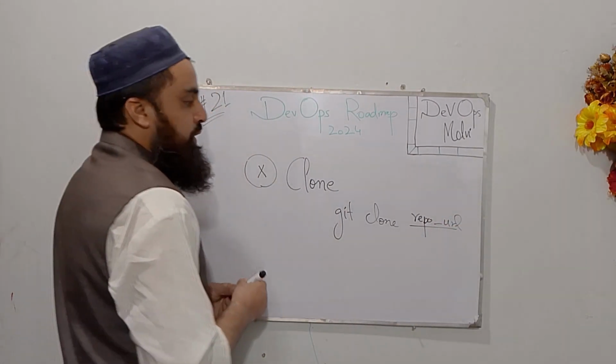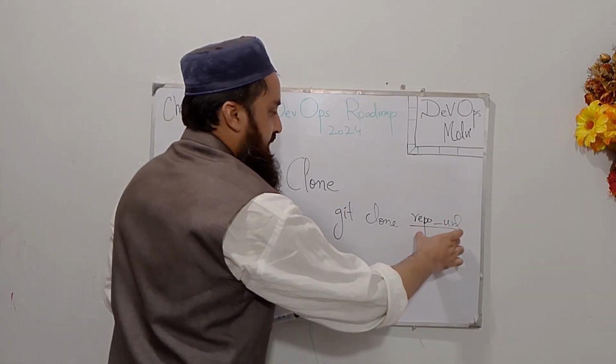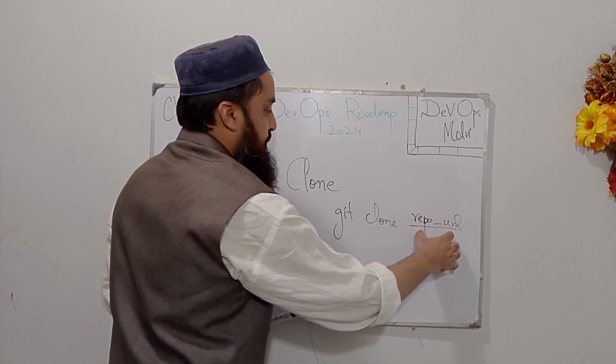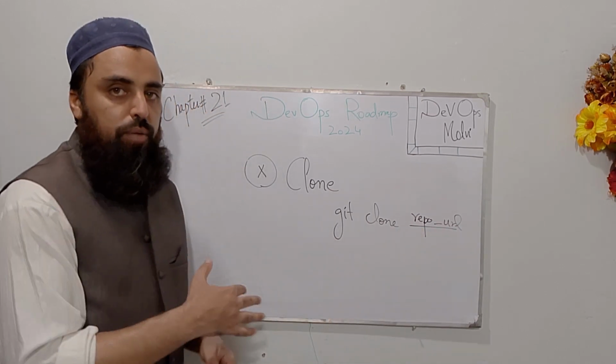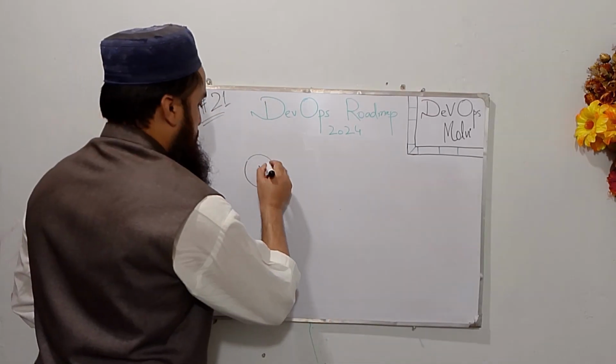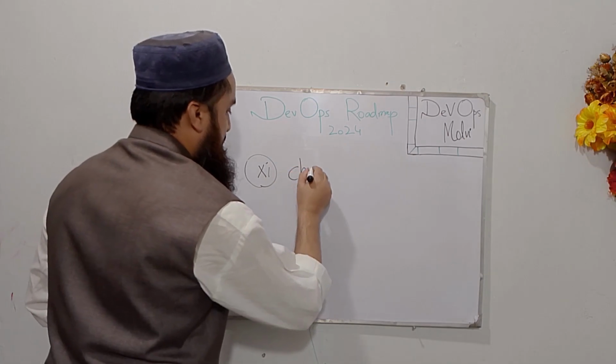And then we will have all the contents, everything in that repository on our local VM, on our server. So the 11th term is cherry pick.